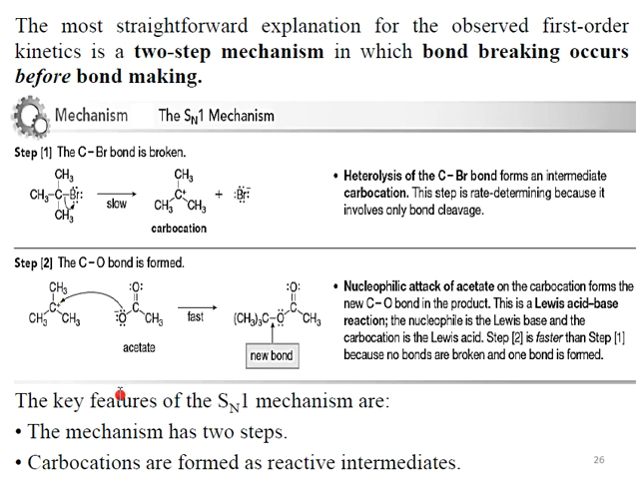Okay, and the key feature of the SN1 mechanism, what is the difference here? The mechanism has two steps. This is the difference from the SN2: SN2 is one step, SN1 is two steps. Also, in the SN2 there is no carbocation, but in the SN1 mechanism we have a carbocation as a reactive intermediate.